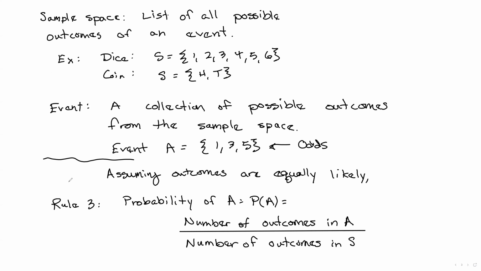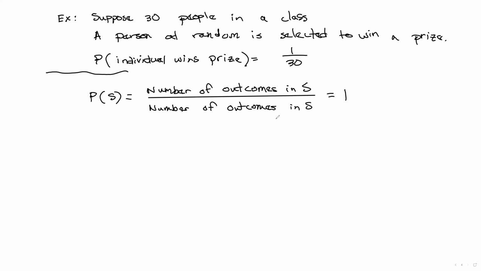All right, so if you take rule 3 here, this is the probability of A, and you put A in. Now if you put S in, then the probability of getting something in the sample space would equal the number of outcomes in S, because if you substitute S in for A, you'd put S here. So you'd get the number of outcomes in S over the number of outcomes in S, and the numerator and denominator are the same, so you get 1. So the probability of getting something in the sample space is 1. That's just for completeness. It's kind of obvious. All right, so let's look at another example.